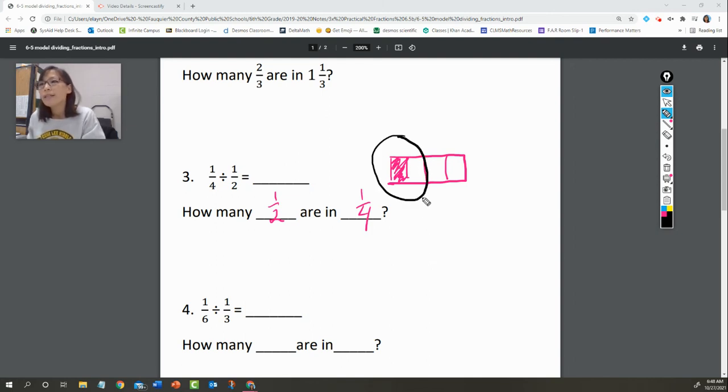But what I find is the entire amount shaded doesn't fill up the entire 1/2. So how much of the 1/2 is shaded in? 1/2 of the group is shaded in. So actually, my answer ends up being 1/2. Let's look at 1/6 divided by 1/3.